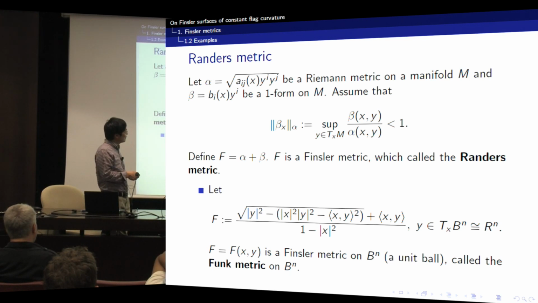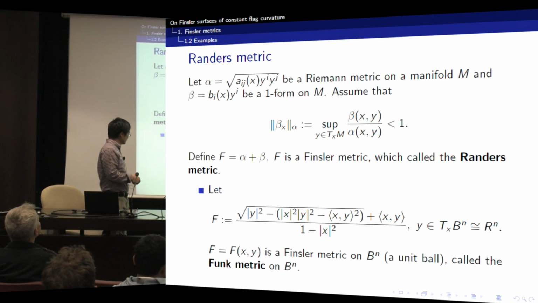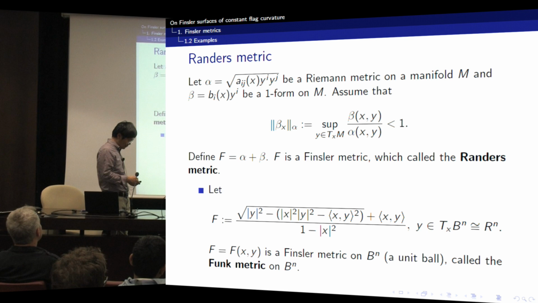In fact, this metric was defined by the physicist Randers. So we call this one a Randers metric. For example, this F is a Randers metric. In fact, this one is the Klein metric, a Riemannian metric, and this one is a one-form. In fact, this is a closed form and exact form. This F is also defined in the unit ball. We call this Finsler metric the Funk metric on the unit ball B^n. So this is a very good example.